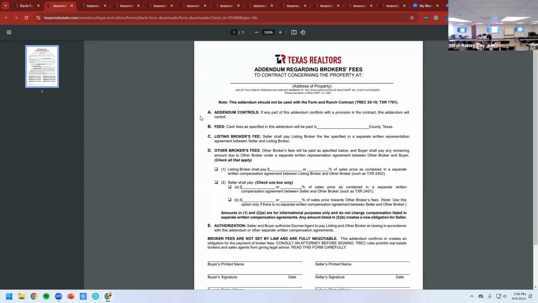Contributions will still stay there. But you're not going to know what was paid to the other broker.